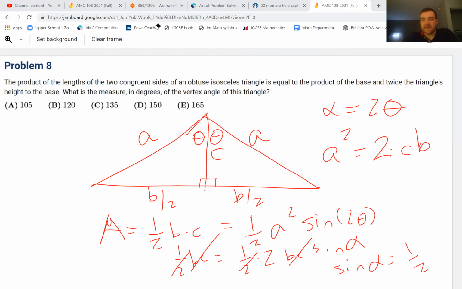So we know, okay, sine of alpha is 1/2, which means alpha could either be 30 or 150. But remember, we're told that the triangle is obtuse, which means the angle has to be greater than 90. So therefore, the angle must be 150 degrees. Right, so I think that one overall wasn't too hard.